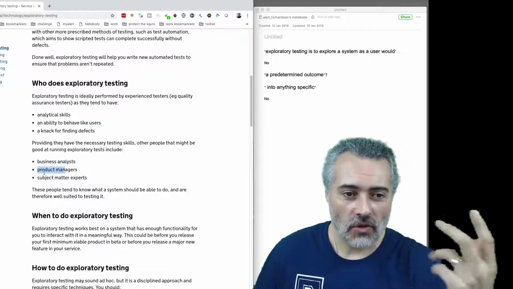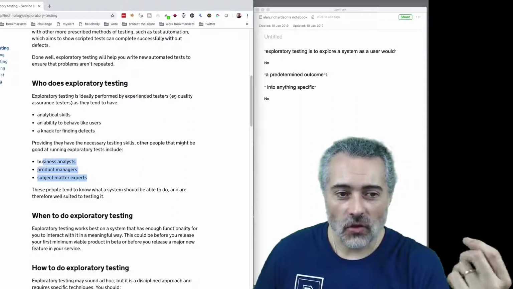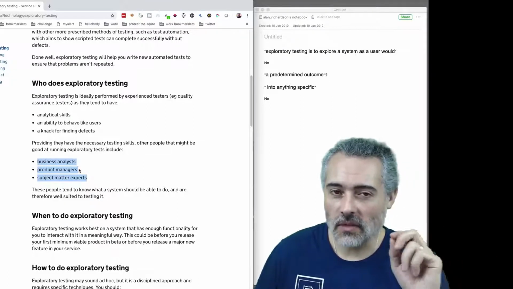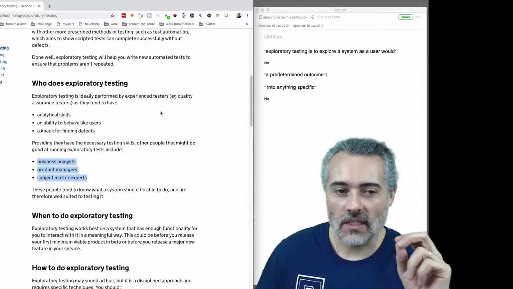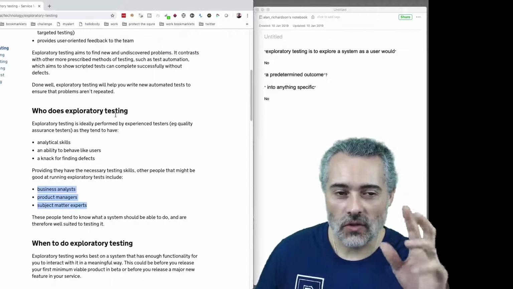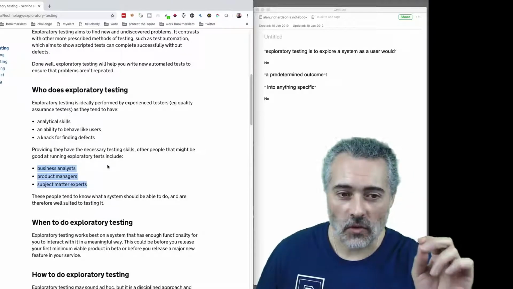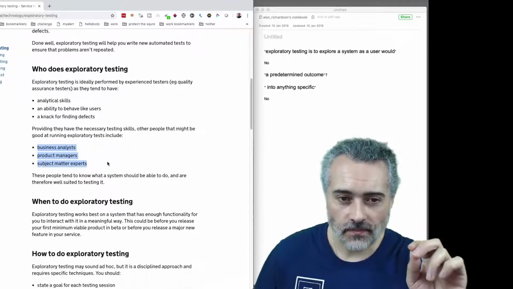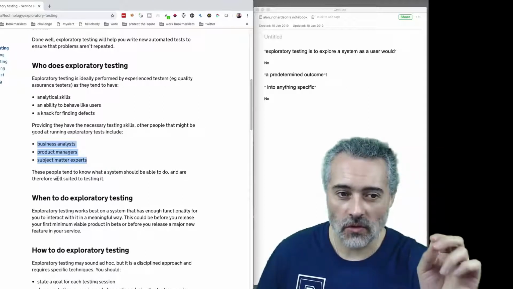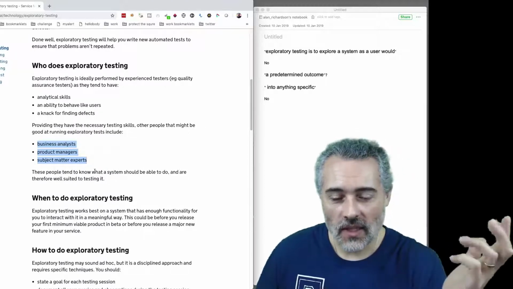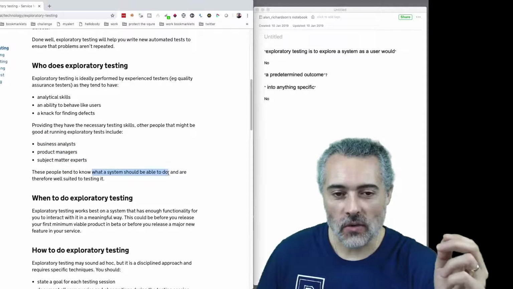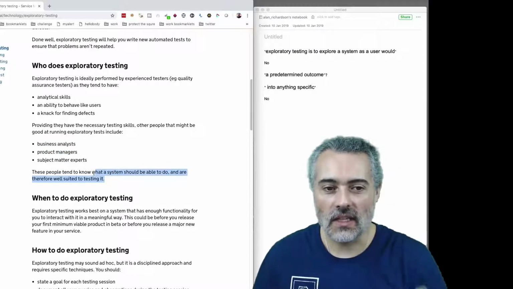So business analysts, product managers, subject matter experts, and these are all people who, this might be because explorative testing is related to users in this view. Therefore, people who test like users can do explorative testing in this perspective. These people tend to know the system, what it should be able to do, and are therefore well suited to testing it. Well, again, that's not necessarily a prerequisite of explorative testing.